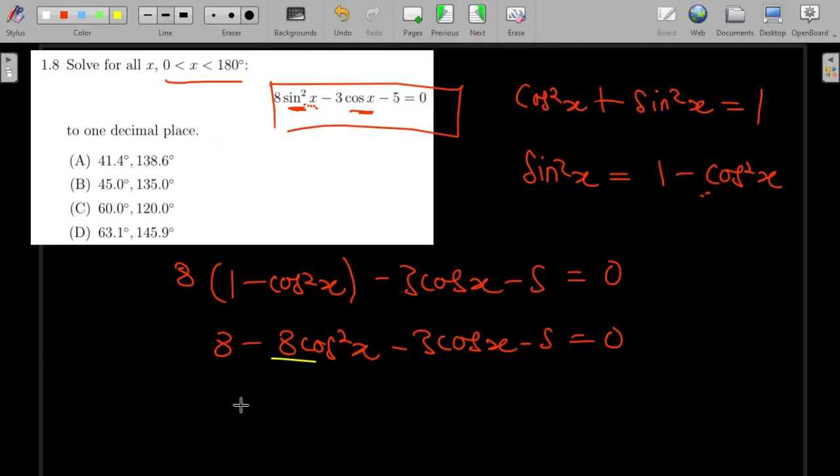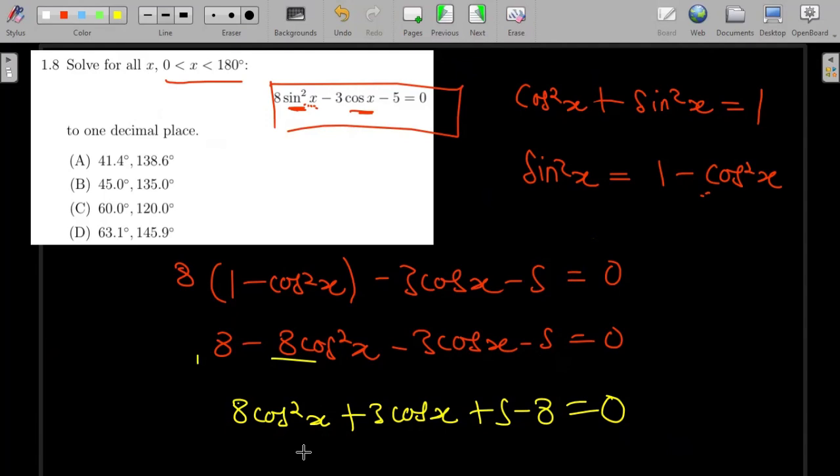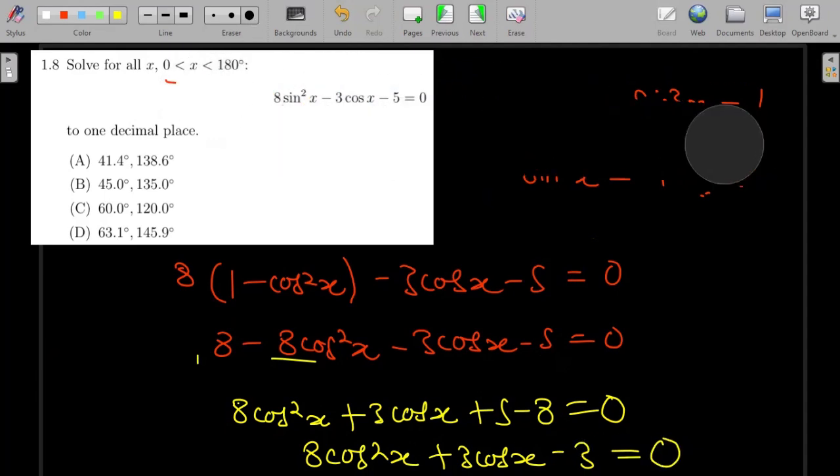So what do I get? I get 8 cos squared x. This one also becomes plus 3 cos x, this one becomes plus 5, and this one becomes minus 8, equal to 0. So it means 8 cos squared x plus 3 cos x, and then here it will be minus 3 is equal to 0. So that is the quadratic equation that we are now going to solve.